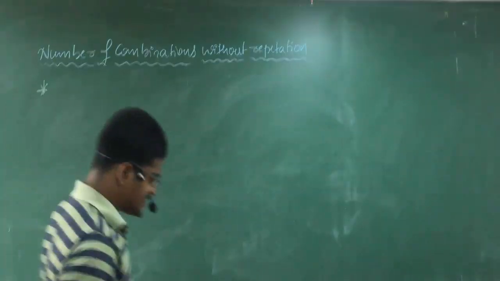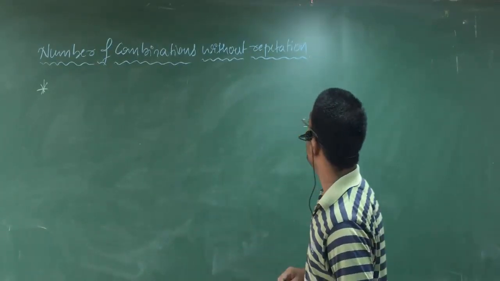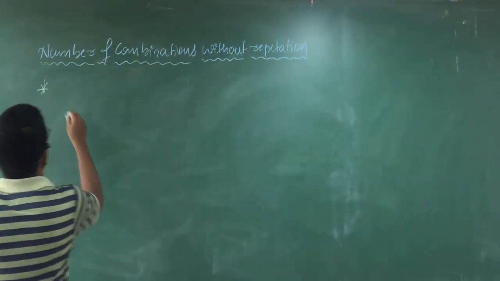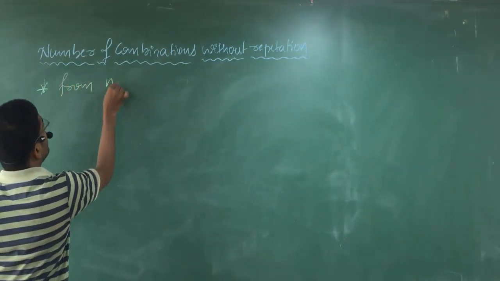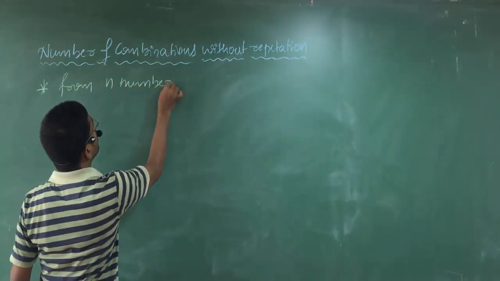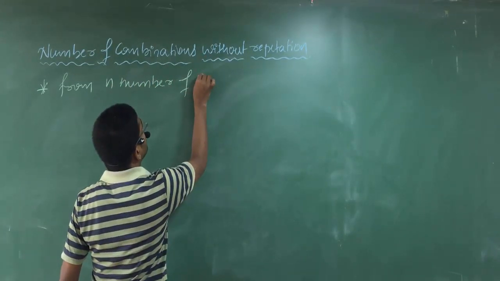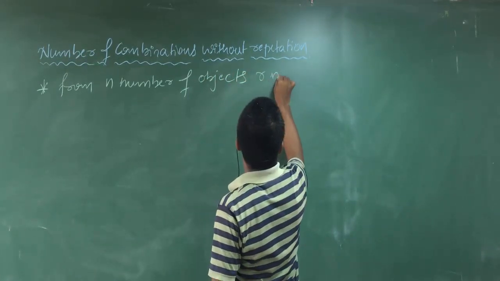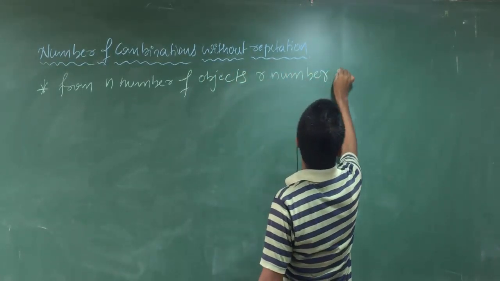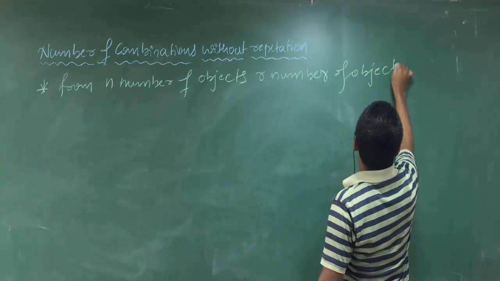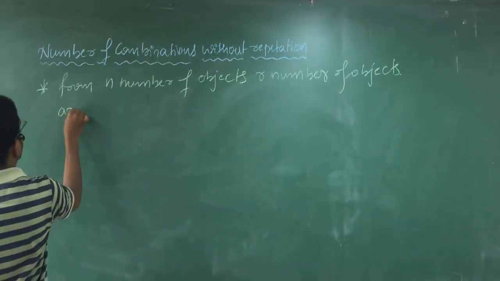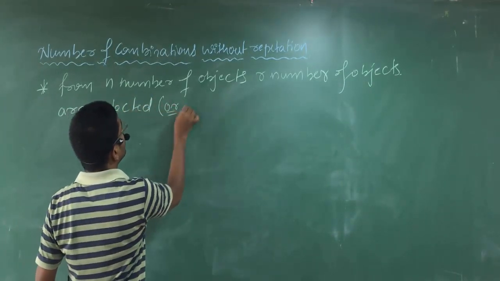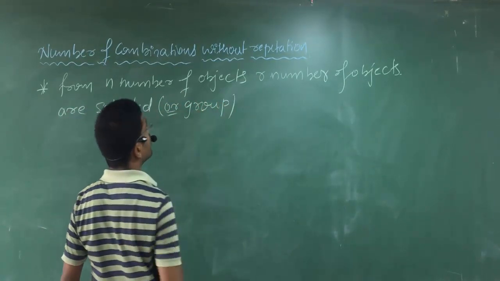Okay, students. Now let us look at the number of combinations without repetition. Clear? So that means from n number of elements or objects, r number of objects are selected or grouped or made into a group.